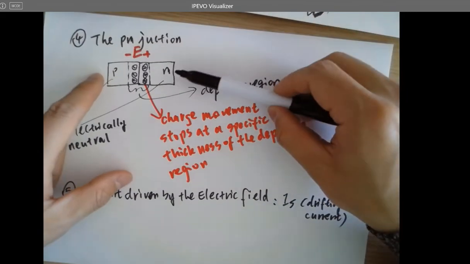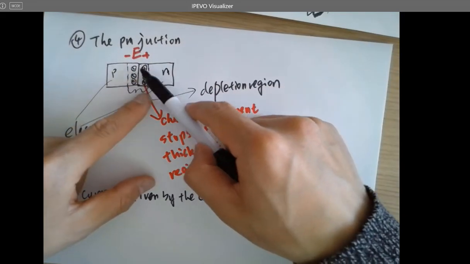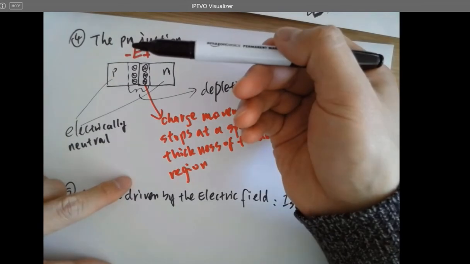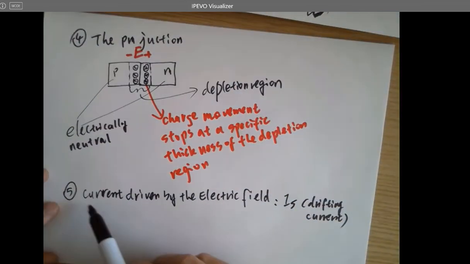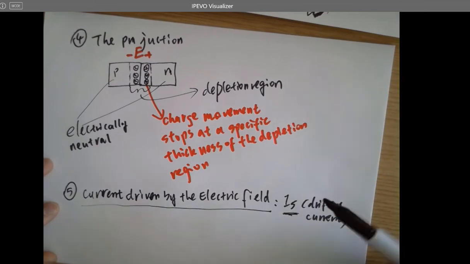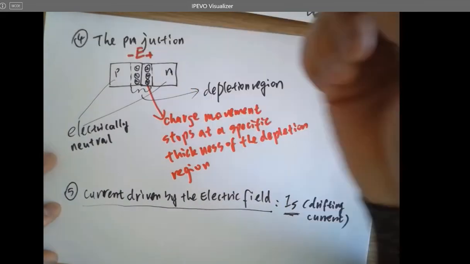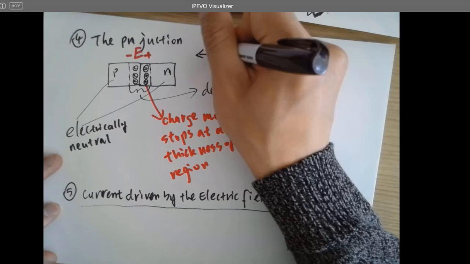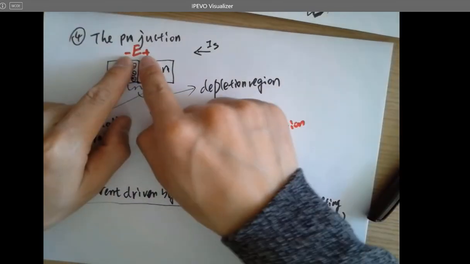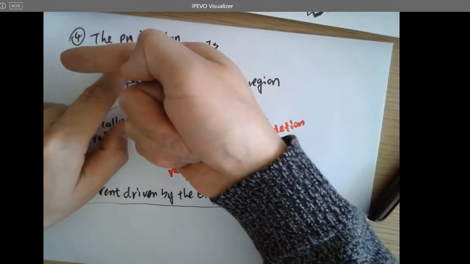Right now it's not being biased. So the diode just forms a little electric field inside, right? The current driven by the electric field is IS, going to the left like this. So this will be IS, the drift current. Here's the electric field, plus minus, to the left.